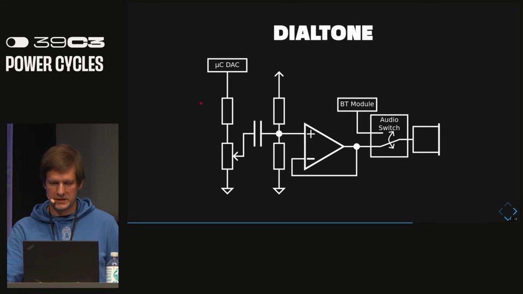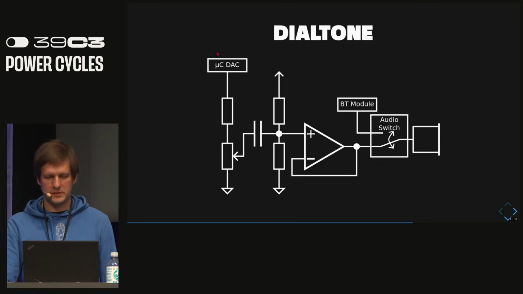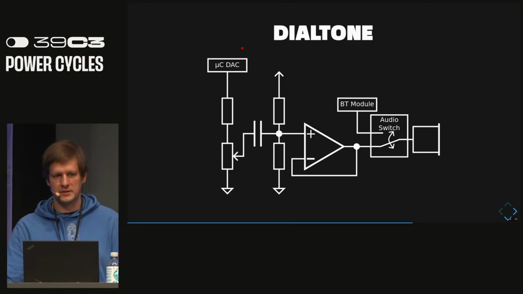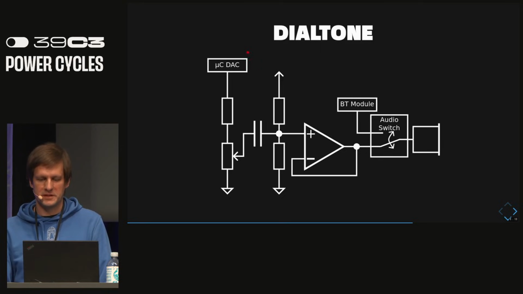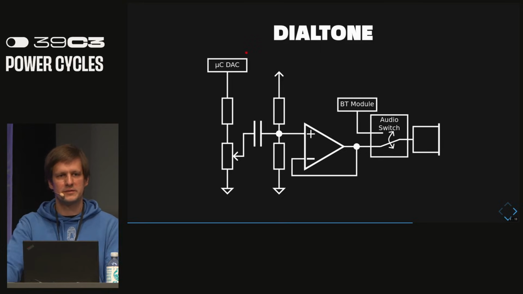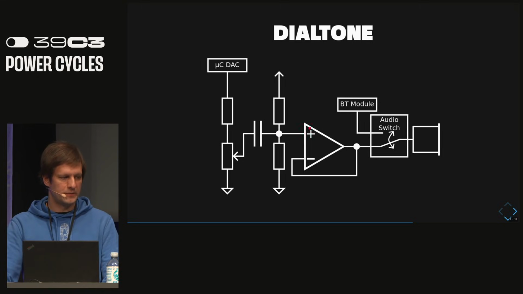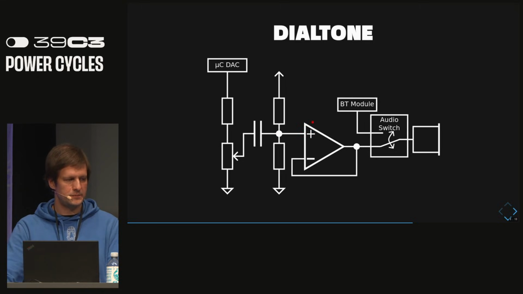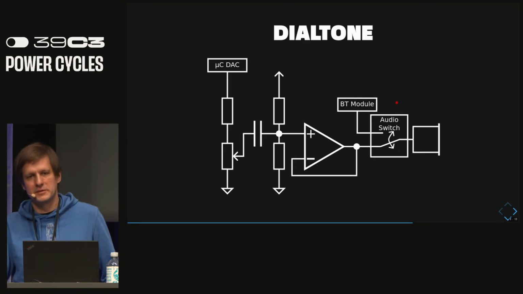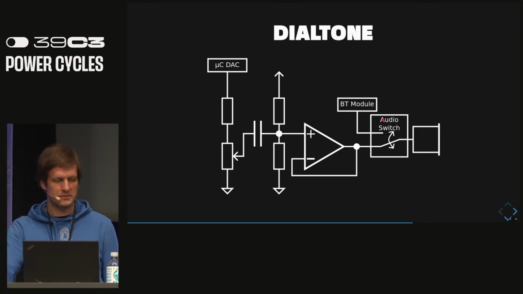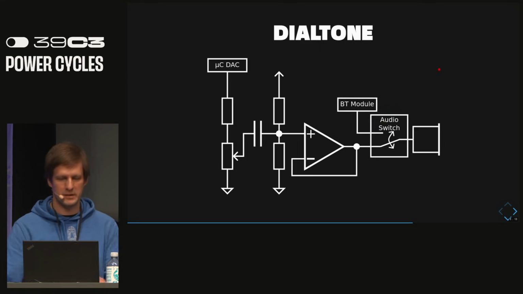So I use a full-scale sine wave that I'm generating to reduce quantization noise, and I'm generating a 425 hertz sine wave. That's basically according to the standard as well. Then I use a voltage divider and a voltage follower as an amplifier, and then I use an audio switch chip from Texas Instruments. Or you can use any audio switch chip to switch the audio between the dial tone and the Bluetooth module when you actually have a call.